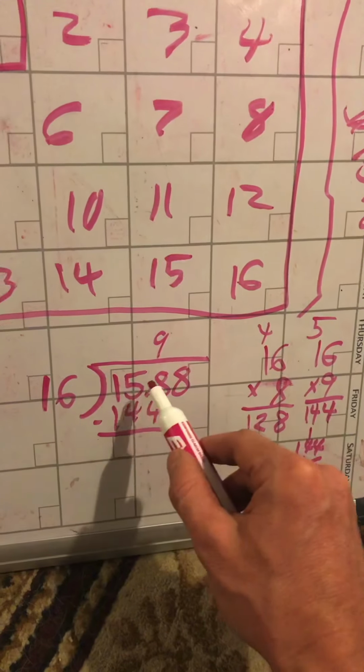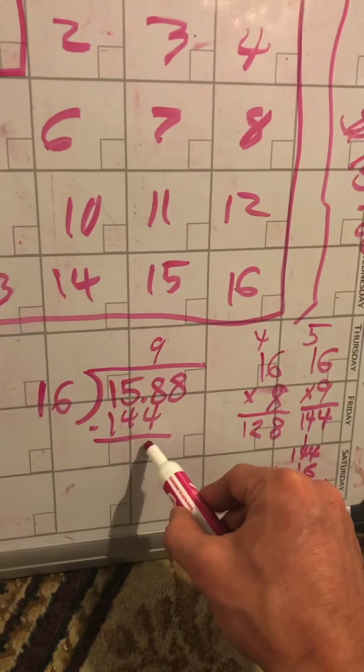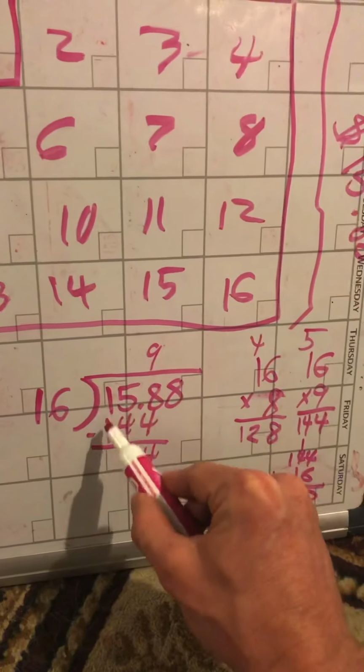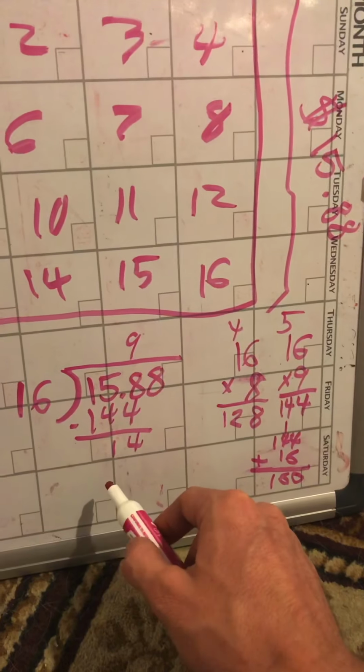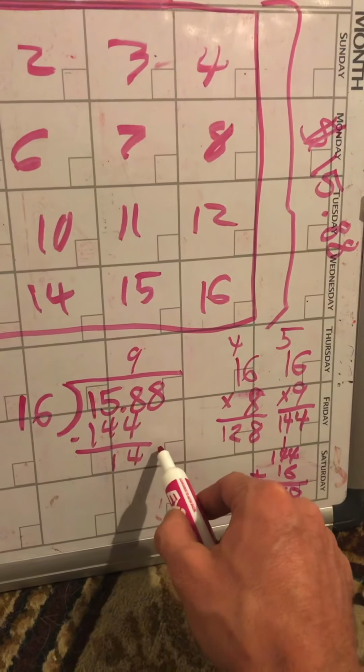Okay, what is 158 minus 144? 8 minus 4 is 4. 5 minus 4 is 1. And 1 minus 1 is 0. 16 won't go into 14. So we have to bring down the 8.